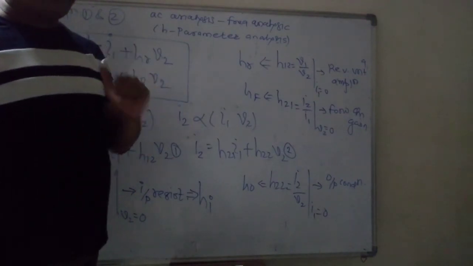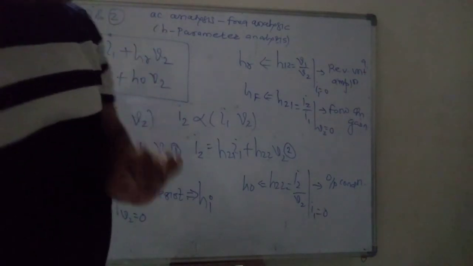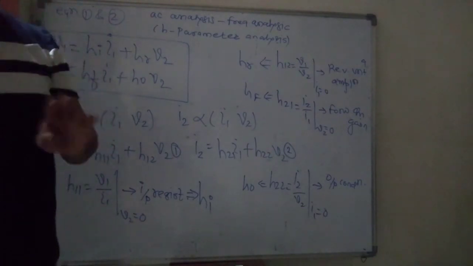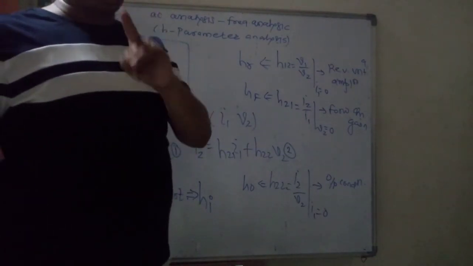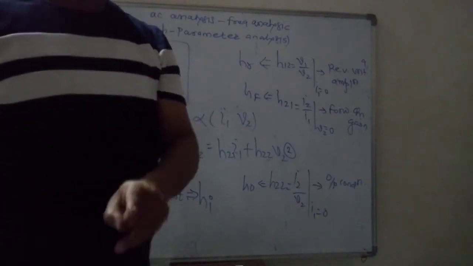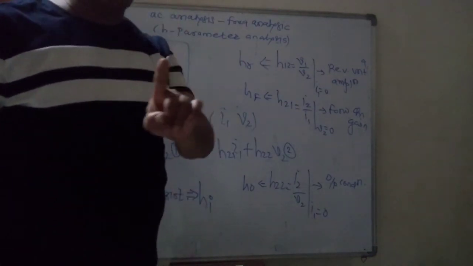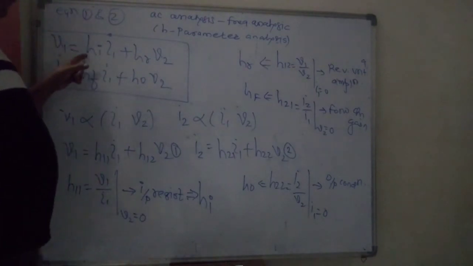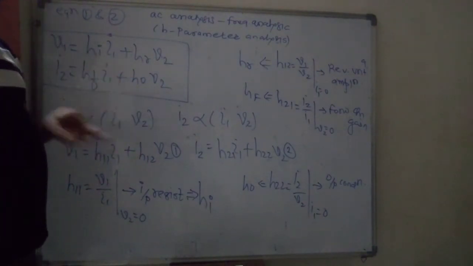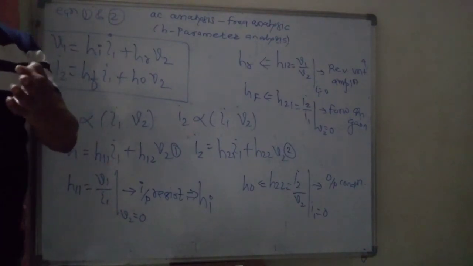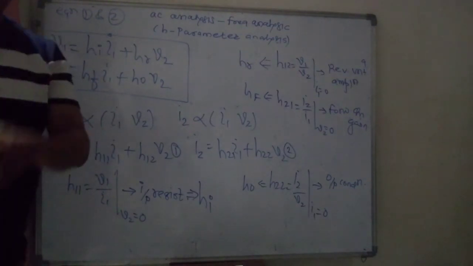Now we have to write it for a specific configuration of transistor. Transistor has three terminals, emitter, base, collector. I have already told you. Out of these three, one is common, one is input and one is output. These two are equations for general configuration. Now we will write the equations for common emitter, common base and common collector. Okay? Let us see.